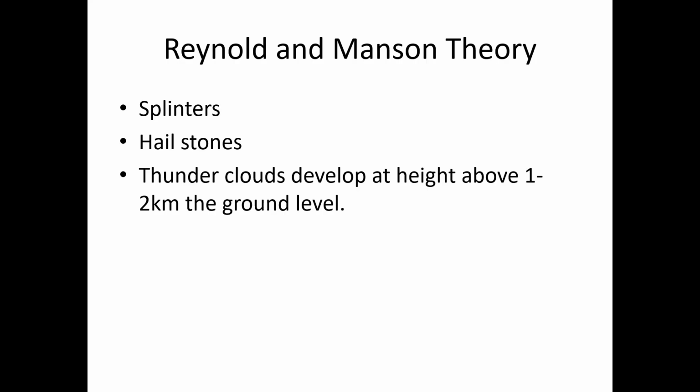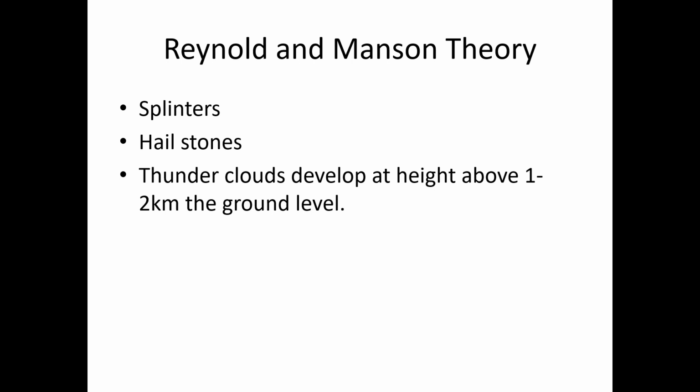And splinters are moved by air currents or wind. They carry the positive charge in the upper region. So according to Reynold and Mason's theory, the cloud consists of negative charges in the lower region, which is caused by hailstones, and the upper region of the cloud consists of positive charge, which is due to the splinters.